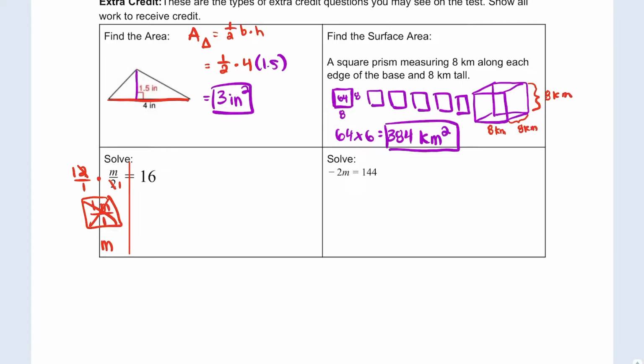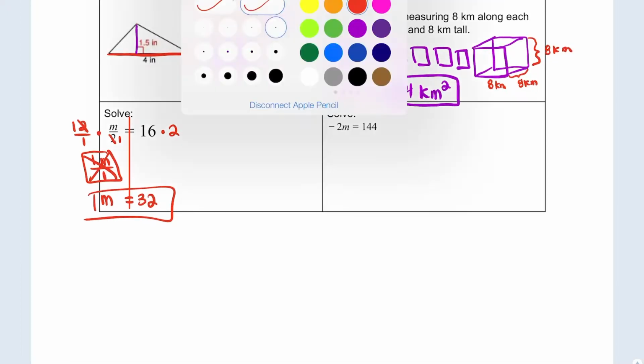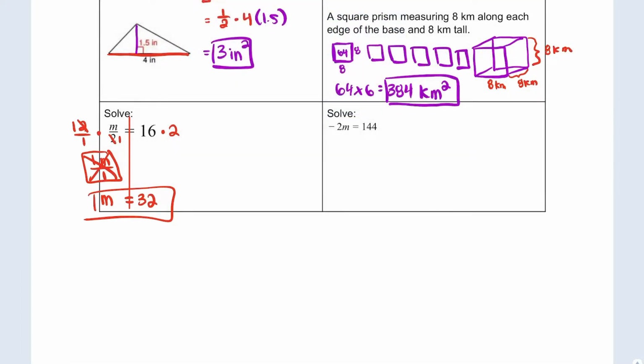Now I did stuff to the left side of my equation, and I need to do stuff to the right side. So I'm going to do the exact same thing and multiply this by 2. 16 times 2 gives me 32. So m in this case is equal to 32. And there we go.